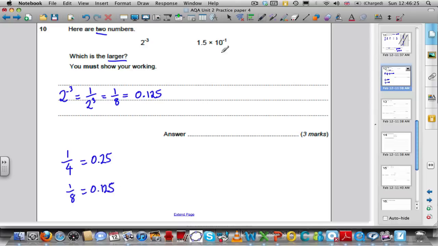Okay, 1.5 times 10 to the minus 1, standard form there. The minus 1 tells us there's 1 zero, then you put your decimal point at 1.5. So that is equal to that, that is equal to that. Which one is larger? Well, 1.5 times 10 to the minus 1 is therefore larger.